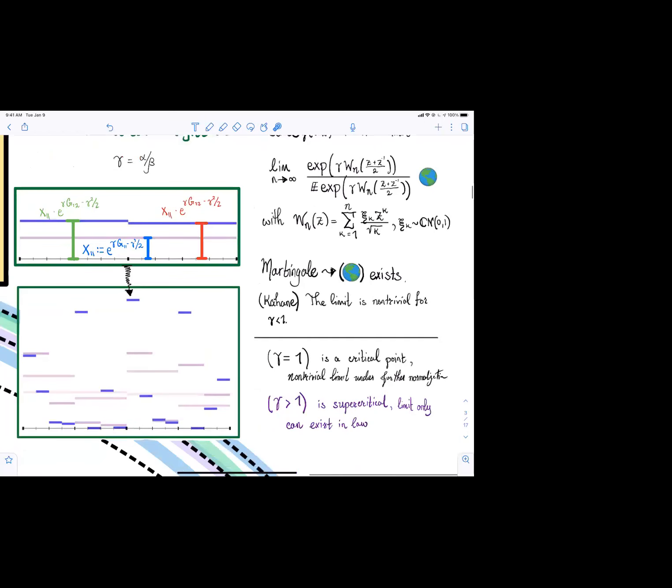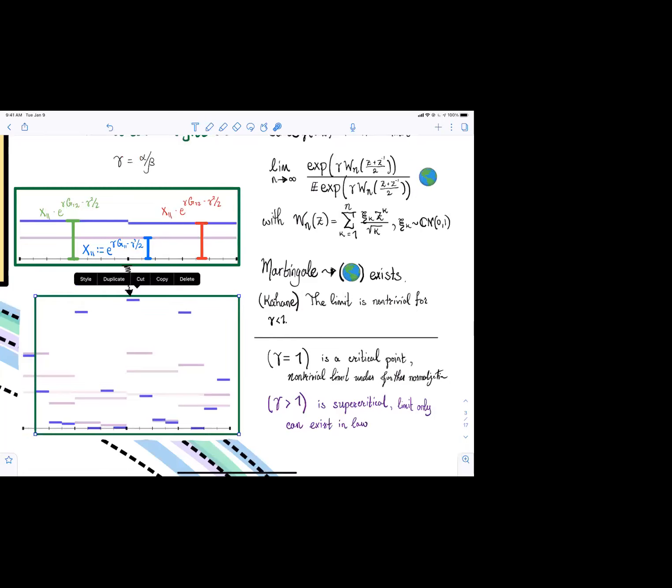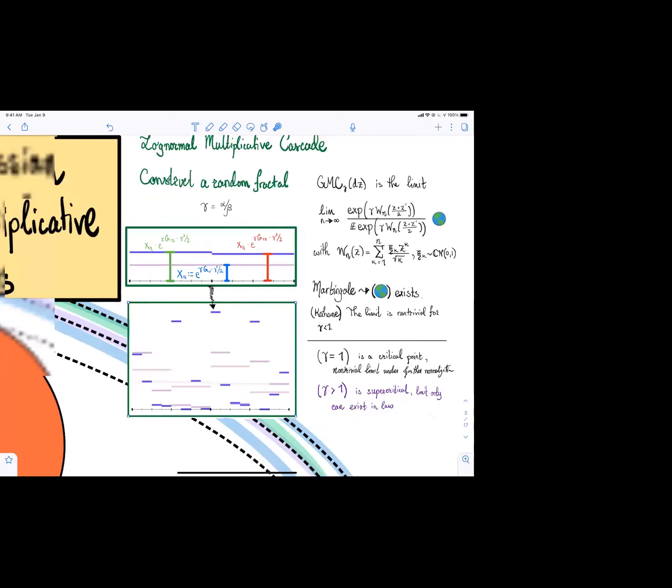So I won't go too much into it, but I'll just say that this has a non-trivial phase diagram, depending on this gamma. So gamma equal to 1 is somehow critical. When gamma is less than 1, this thing exists. It has positive Hausdorff dimension, the support does. Gamma equal to 1 is a critical point. You need to renormalize differently in order to get a non-trivial limit. And there's even a gamma bigger than 1. So you have to start saying what you mean, because this convergence will no longer occur almost surely. Okay. So I'm going to leave this GMC. I won't come back to it.